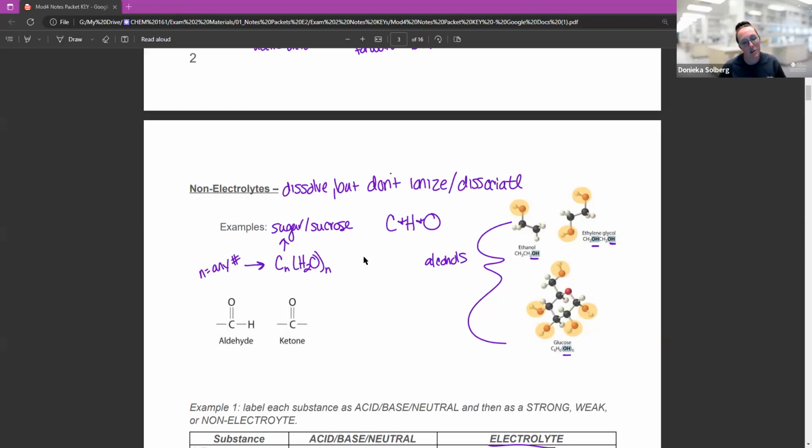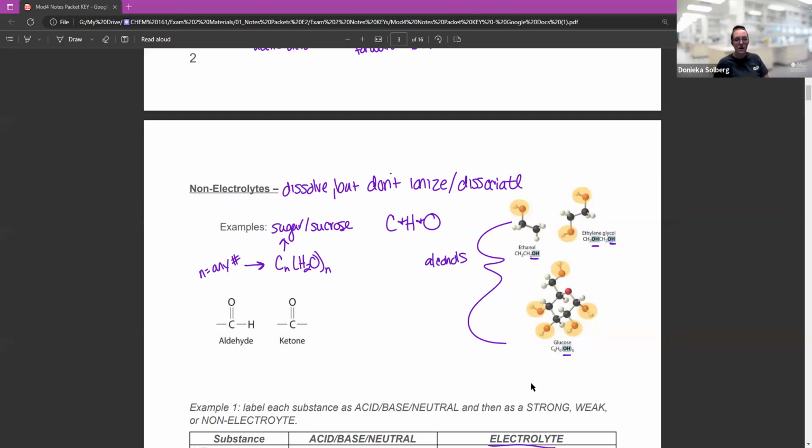Things that have carbon, hydrogen, and oxygen. These are usually organic molecules. This is kind of a generic formula. If it's got a carbon with N, can be any number, like C6, then it's going to have H2O times 6. So it'd be C6H12O6. That sounds familiar, right? Glucose. Glucose does not break into ions. Okay, so anytime you're seeing things with C, H, and O, formulas that look like this, these are alcohols. They can dissolve, but they don't dissociate. You don't get any ions, all right?